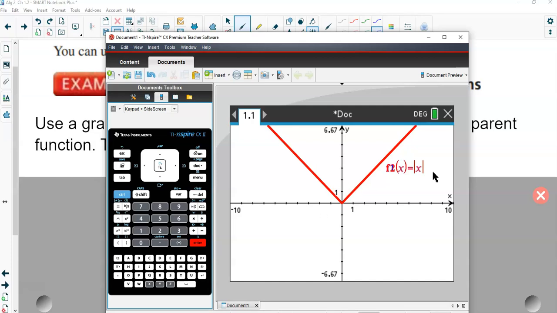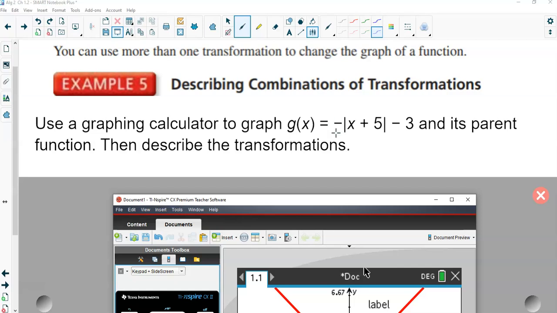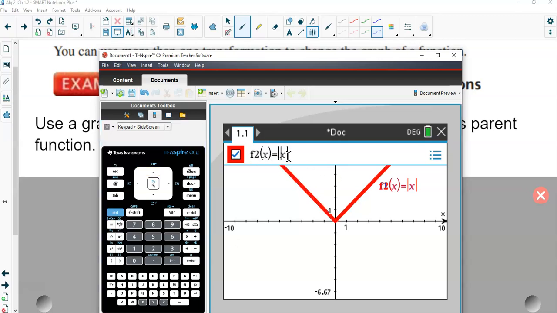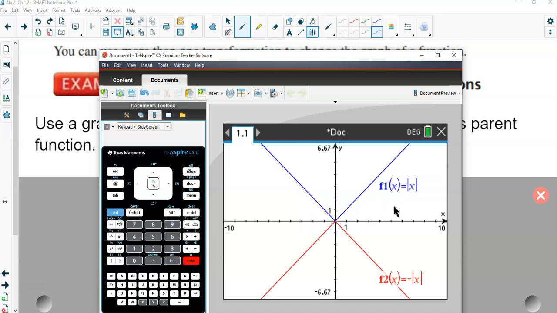Now let's start the transformation. If I reflect it, that means I'm going to put that negative sign right here on top, in front. So I'm going to go ahead and press the tab key, go back to the graph of 2, and go in front of it and put a negative sign. And notice when I do that, what happened to the graph? The transformation was a reflection.